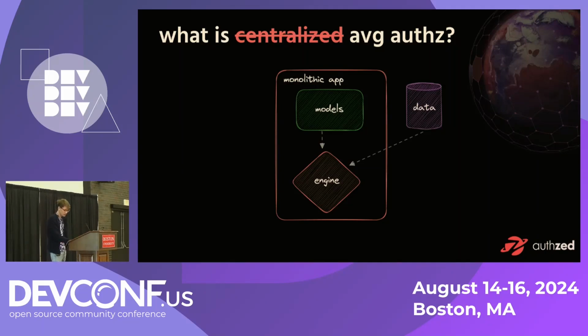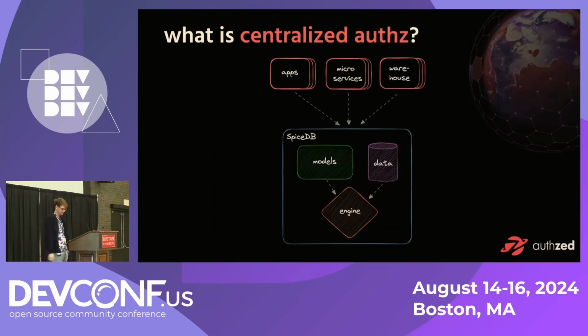So you can have what's called a priority inversion there, and you can definitely have outages as a result of those mismatched assumptions. All right, so finally we can get to what centralized authorization is, which is to take all those things, the models, the data, and the engine, and put them together into their own service. And when you put them together into their own service, this gives you a bunch of new capabilities.